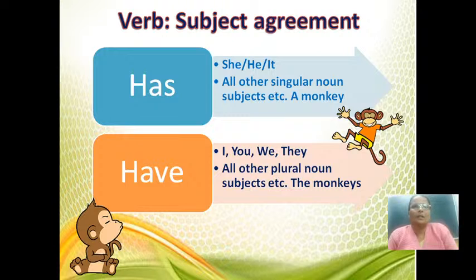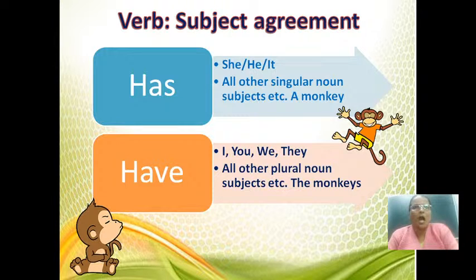Okay. Now let's discuss have. Children, look at have. We use I, you, we, they only with have. We use I have, you have, we have, they have. Okay. And we use something else also with have. What is that you see? All other plural nouns.